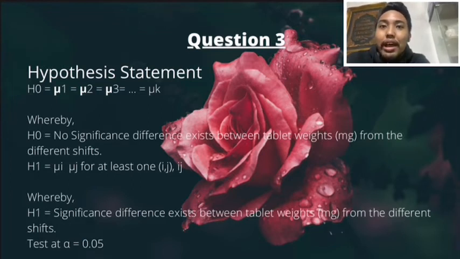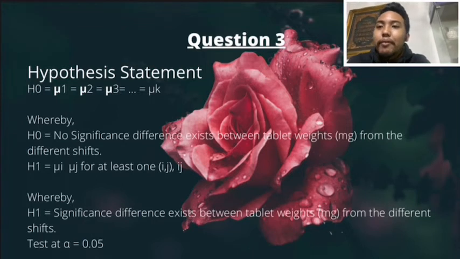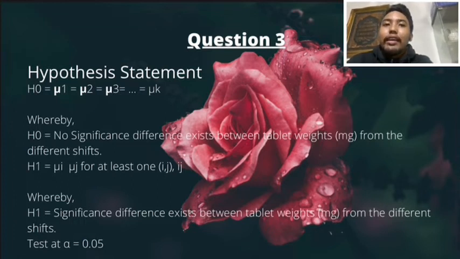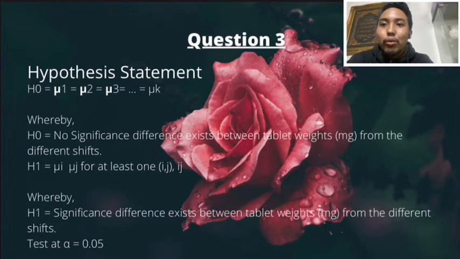First, I want to talk about the hypothesis statement, which is H0 equals to mu1 equals to mu2, mu3, and mu k, and so on, whereby H0 is no significant difference exists between tablet weights from the different shapes, and H1 is mu i not equal to mu j for at least one i j, whereby H1 is significant difference exists between tablet weights from the different shapes. Test at alpha equals to 0.05.